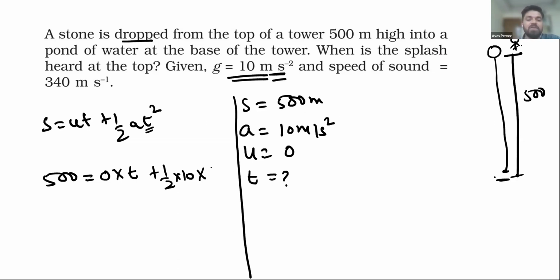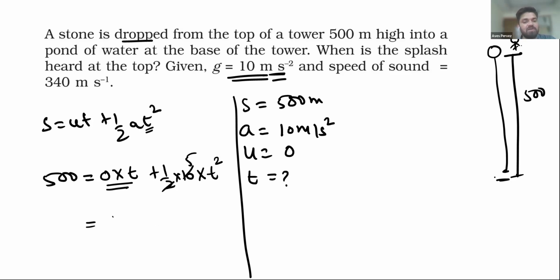This is T square. You need to write it here because you need to find the value of T. 0 into T means 0, plus half, this will cancel out. You will write 5T square. So the time will be 10 seconds. This is 500, so this is 5. 0 means 0, and this will cancel out. So you write 5T square equals 500.